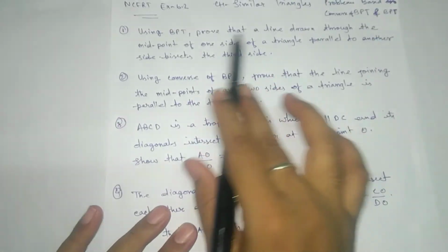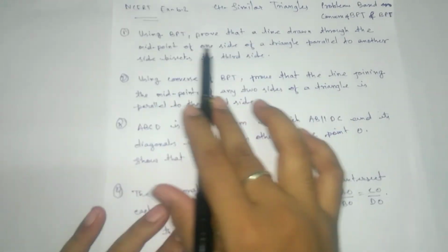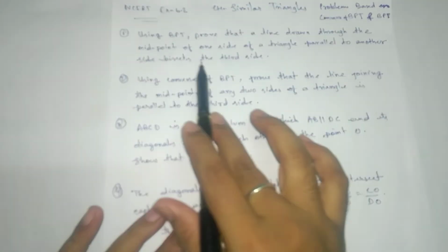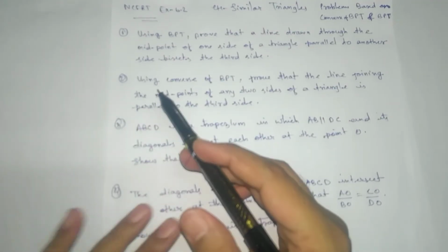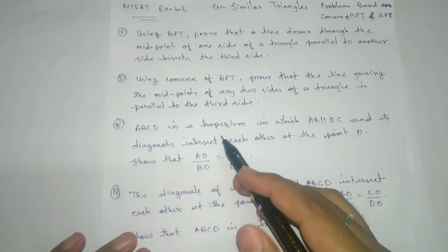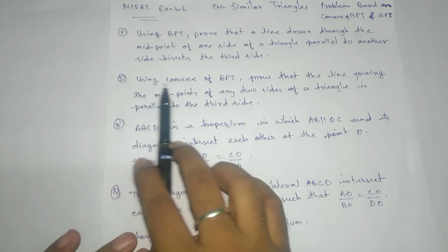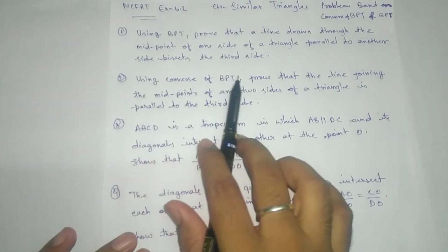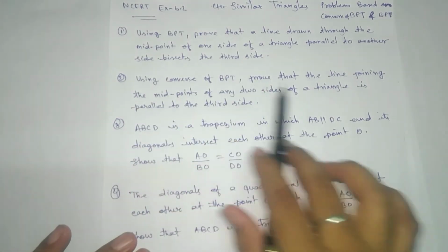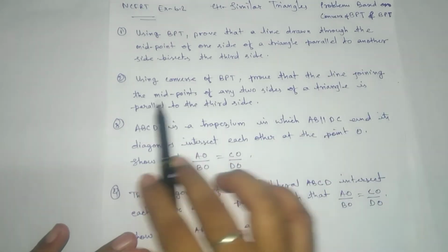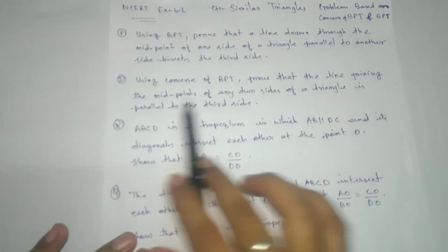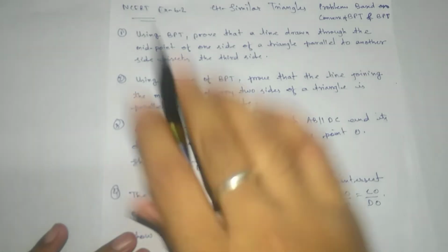Just they will ask you directly, prove that a line drawn through the midpoint of one side of a triangle parallel to another side bisects the third side. So one by one we are going to see. Similarly, in the second they have mentioned here using converse of BPT. Sometimes they do not mention this part. Directly they ask this problem: prove that the line joining the midpoint of any two sides of a triangle is parallel to the third side.